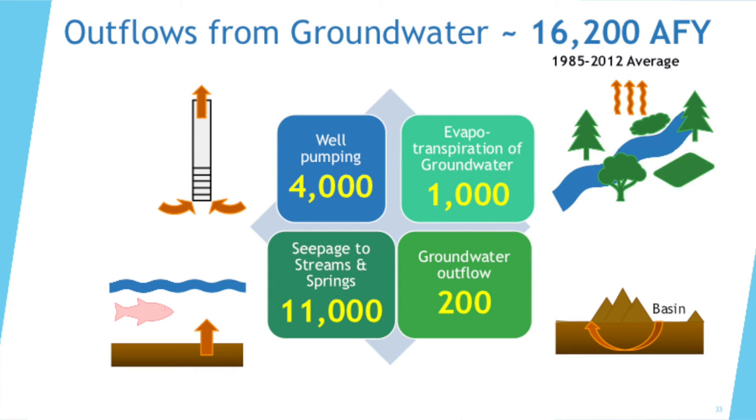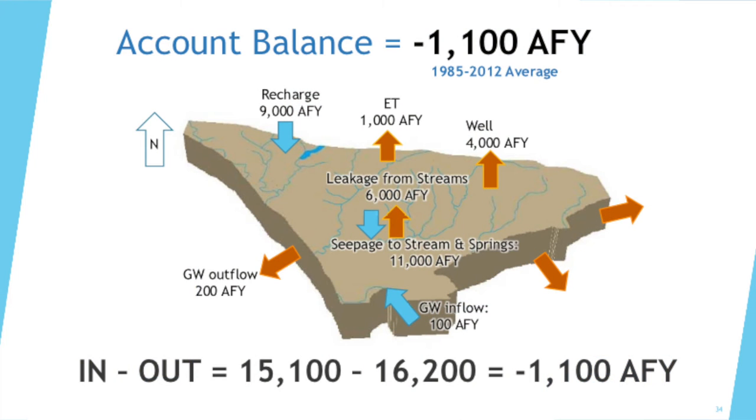That's why I was saying the basin is basically contained. And so to sum all those up, we have the well pumping, the evapotranspiration, the seepage, and the groundwater outflows, about 16,000 acre feet per year, okay? So we can take all of our inflows and outflows, and this is a water budget, an accounting of the inflows and outflows. You had 15,100 acre feet per year inflows, 16,200 acre feet per year of outflows. The net was a storage change on average from 1985 to 2012 of about 1,100 acre feet. Okay? So on average, over time, about 1,100 acre feet was taken out of the basin.